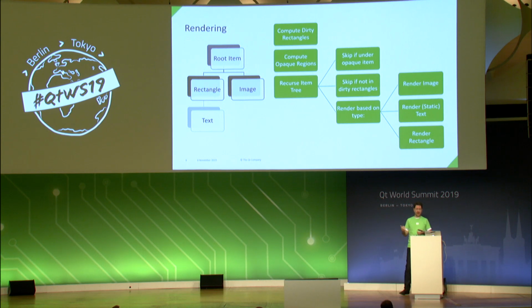Another thing we do at this early step as a preparation is that we compute which items are obscured by others. So an opaque rectangle in a green color will hide anything that is underneath. So if there's text underneath, that text won't be visible. So we spend a little bit of time to compute which areas are obscured by opaque items in your scene. This allows us to skip rendering of entire items altogether.